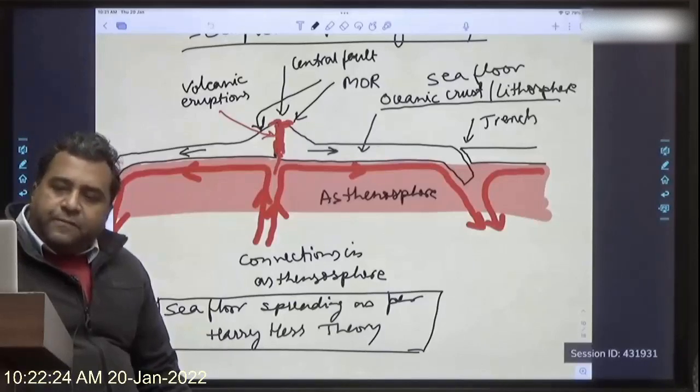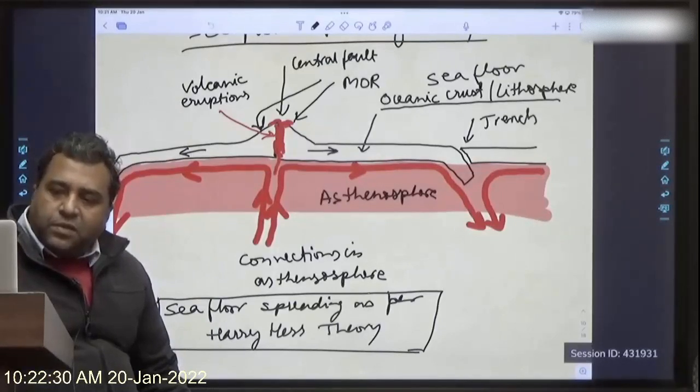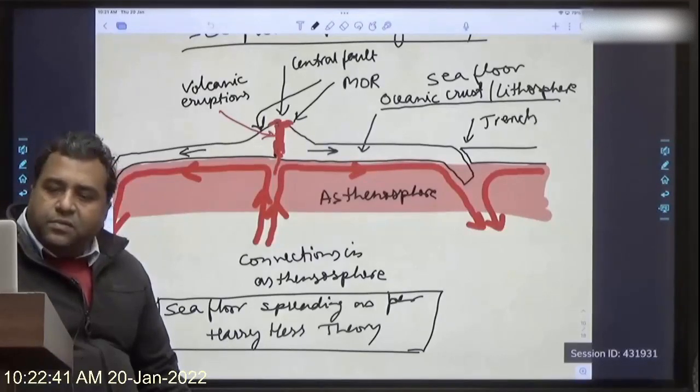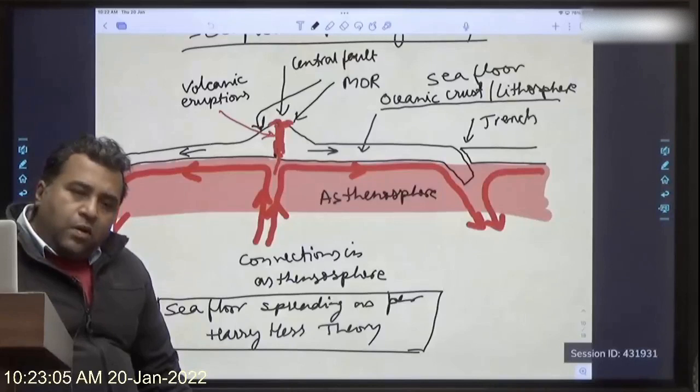And this is why on the ocean floor, we nowhere find rocks older than 200 million years.